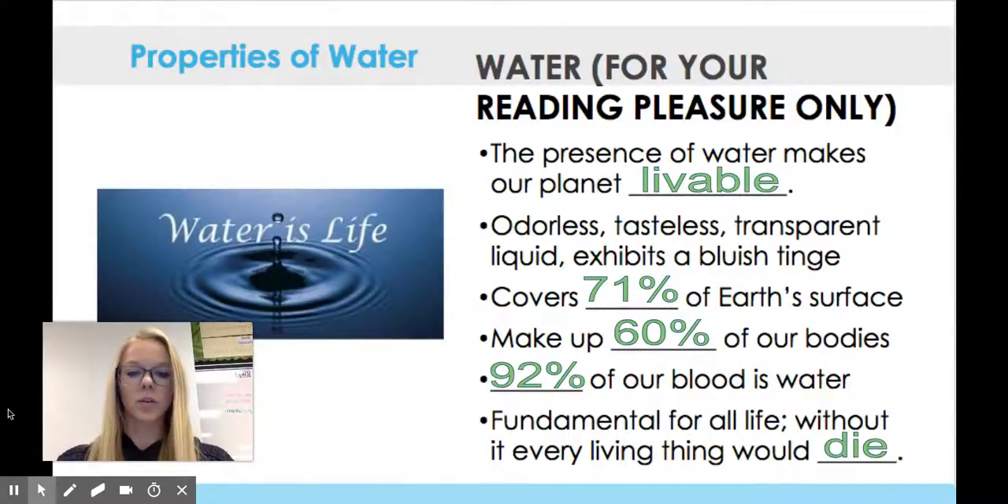Water is essential for all life on Earth. It is what makes our planet livable. Water is odorless, tasteless, transparent, and as you are familiar with it, it exhibits a bluish tinge. Water is so important, it covers 71% of Earth's surface. It makes up 60% of our bodies, and 92% of our blood is water. It's a molecule that is fundamental for all life, and without it, every living thing would die. Your first key word is without.